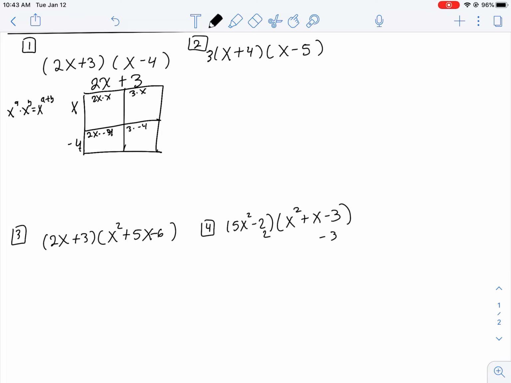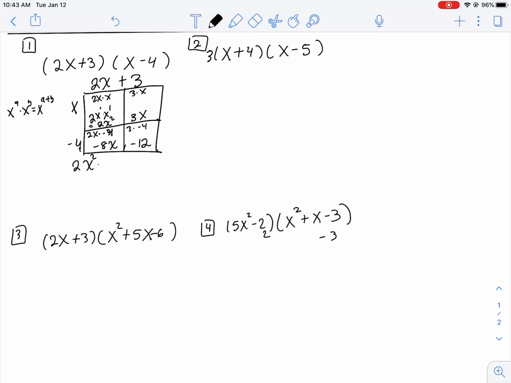So in this case, it's going to be 2 x to the first times x to the first. So 1 plus 1 is 2, so this is 2x squared. Now 3 times x is going to be 3x. 2x times negative 4, multiply the numbers. 2 times negative 4 is negative 8x. And 3 times negative 4 is negative 12.